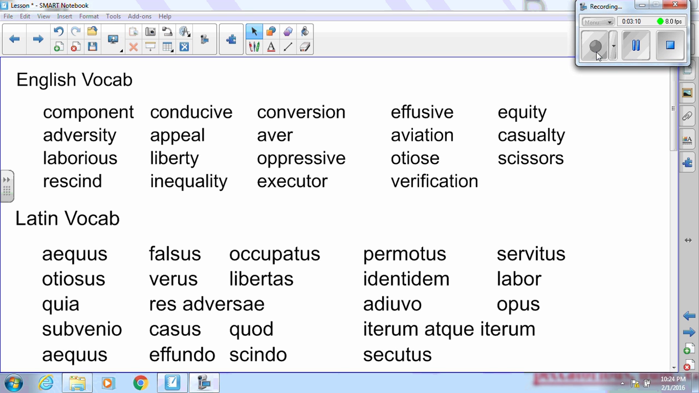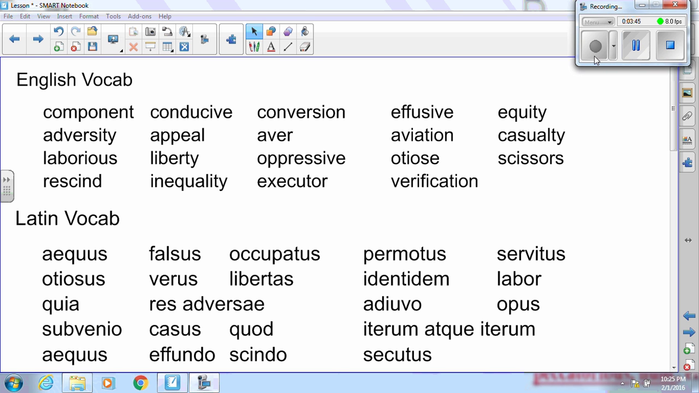Make sure that you look into those and make sure that you're able to answer whatever questions they may ask about those. Latin vocab. We have aequus. Aequus is equal. It also means emotionally equal, so stable. Falsus is false, of course. Occupatus is busy. Promotus is emotionally moved. Servitus is slavery. Otiosis is leisure. Virus is true. Libertas is freedom. Identitum is again and again. Labor is work. Quia is since or because.